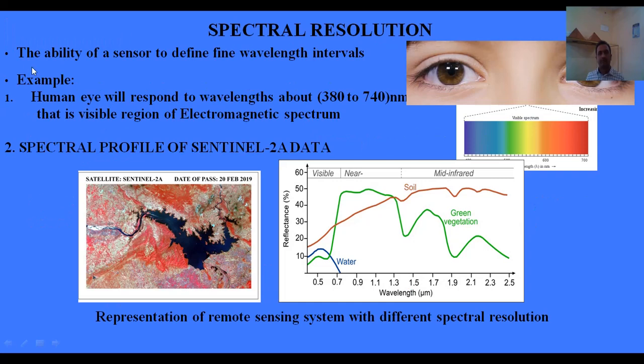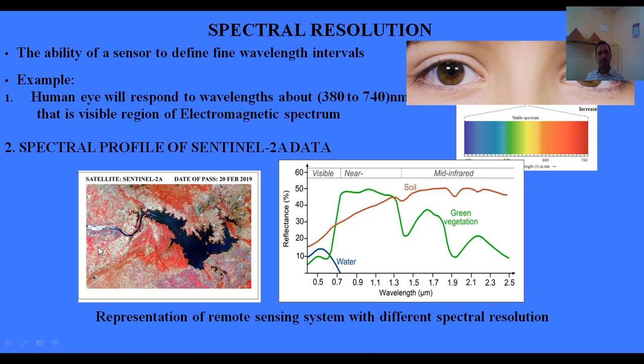Spectral resolution is the ability of the sensor to identify the wavelength intervals. What is the spectral resolution? It is identifying the spectrum, identifying the bands. Based on the spectrum, we identify the earth surface features. So it is able to identify the wavelength intervals.